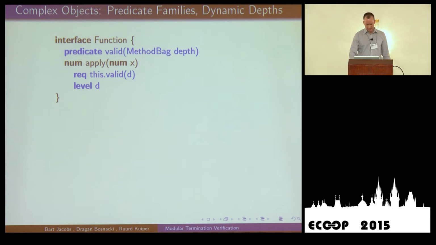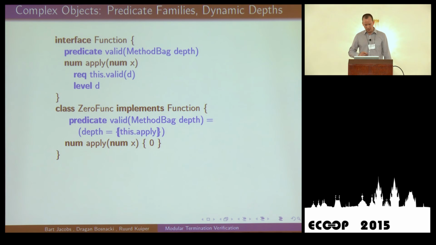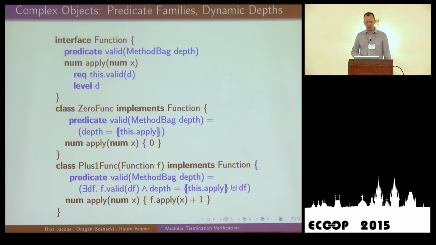So let's see how we apply this to the example implementations. For zero func, we implement valid as follows. Each class that implements the interface will give a definition for this predicate. And the definition in the case of zero func is that the depth is simply this.apply, as before. And notice that the implementation of apply verifies. In the case of plus one func, predicate valid is a little bit more complex. Now it says that f is valid as well, for some value of its dynamic depth, df, and the depth of the receiver is then this.apply multiset union df. This will allow us to verify the apply method of plus one func. Because if the level of apply is this.apply union df, and the level of f.apply is df, then we know that we are decreasing our level.